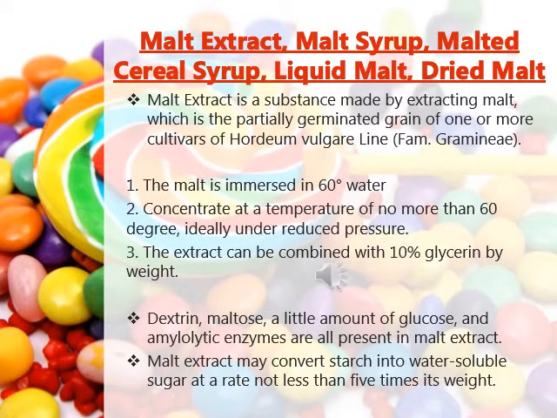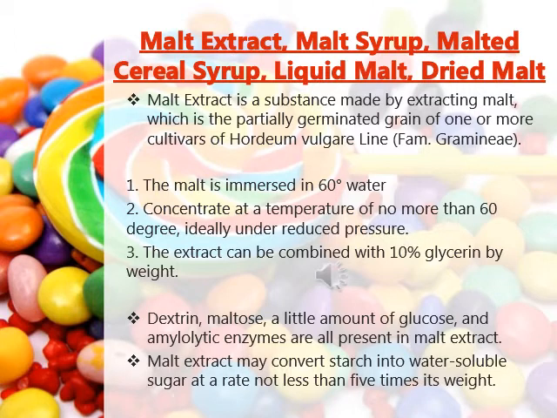Now we will talk about malt. Malt extract, malt syrup, malted cereal syrup, liquid malt, dried malt. First, malt extract is a substance made by extracting malt, which is the partially germinated grain of one or more cultivars of Hordeum vulgare L.